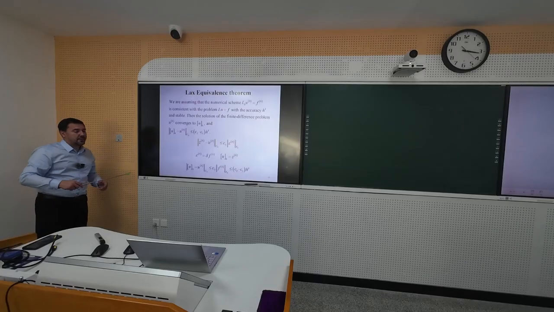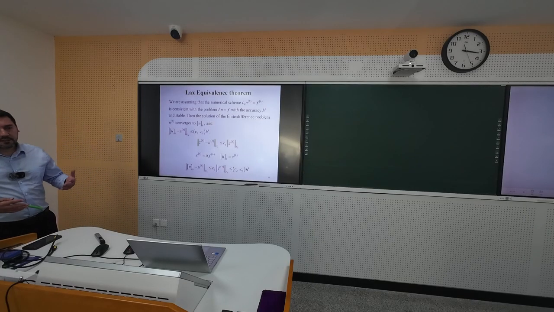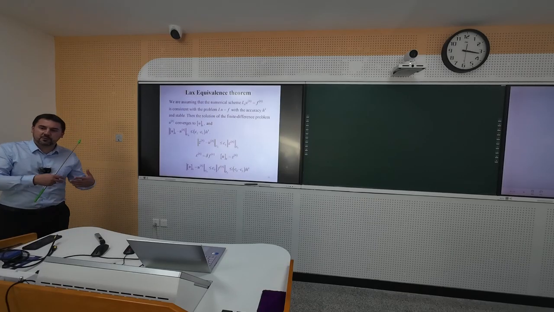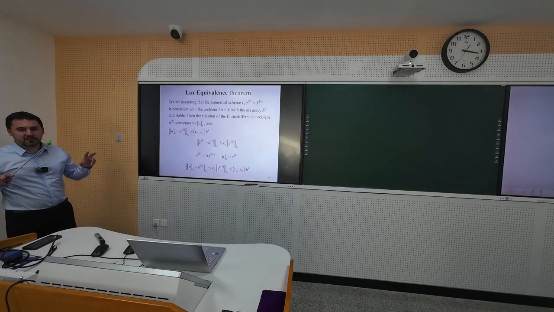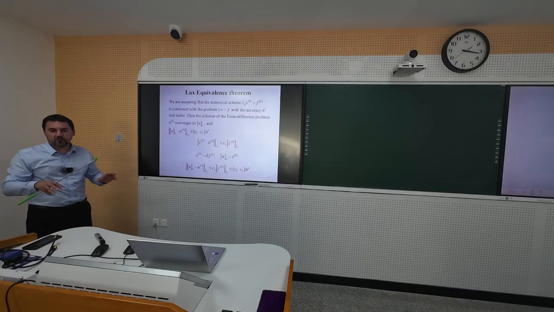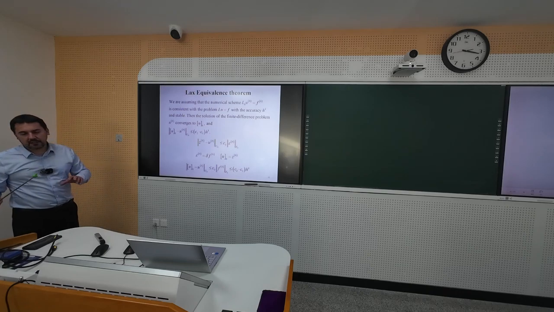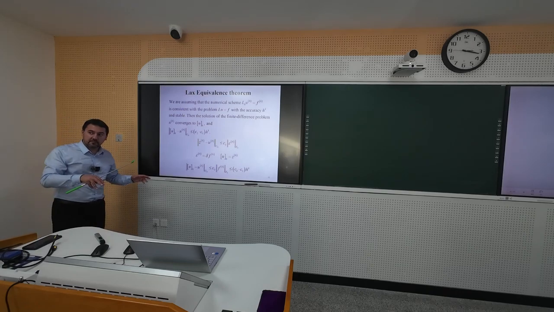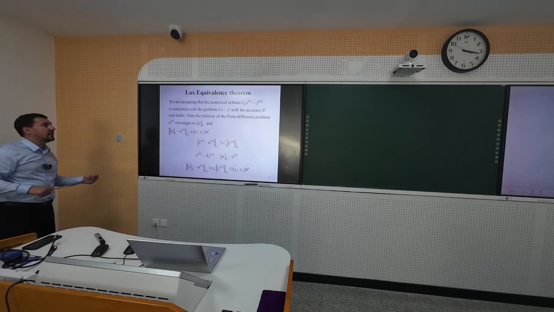Why Lax Equivalence Theorem? Because we can think of the convergence of a numerical scheme as equivalent to stability. For a consistent numerical scheme, with a reasonable approximation of the derivatives in your equation, the convergence is equivalent to stability. That is why this theorem is called the Lax Equivalence Theorem.